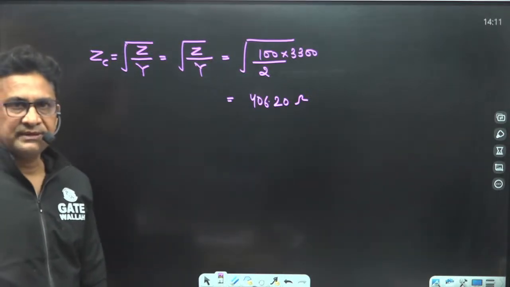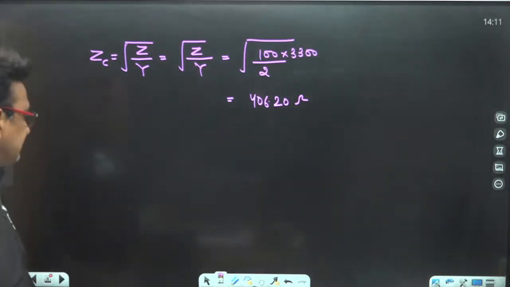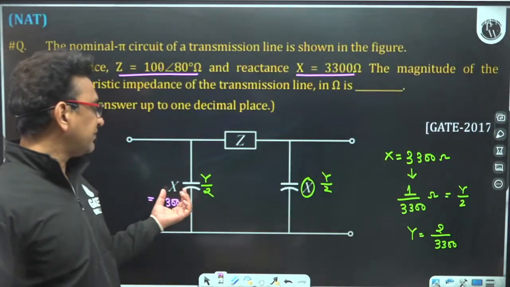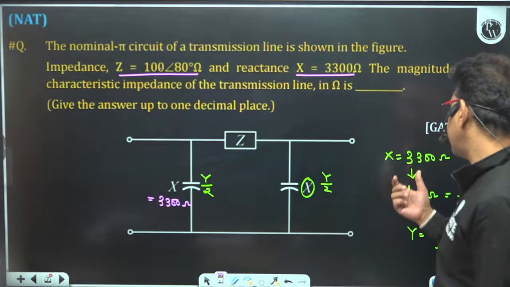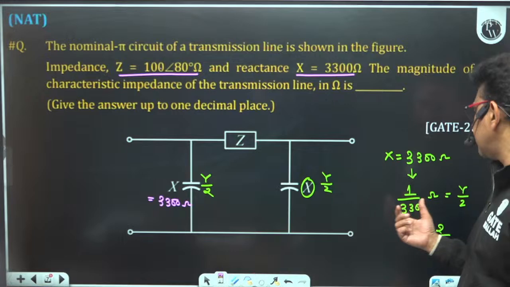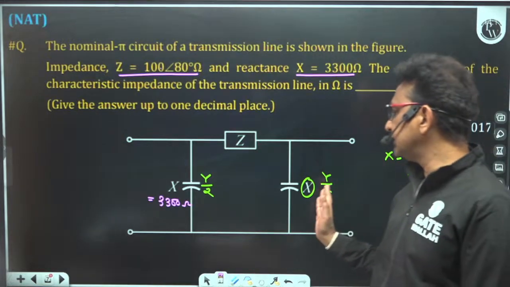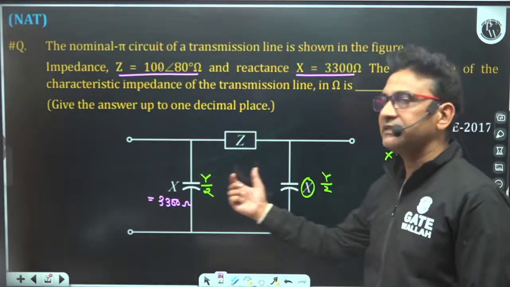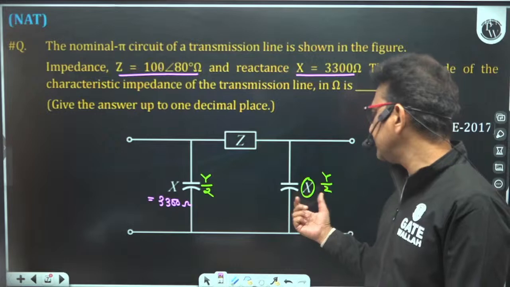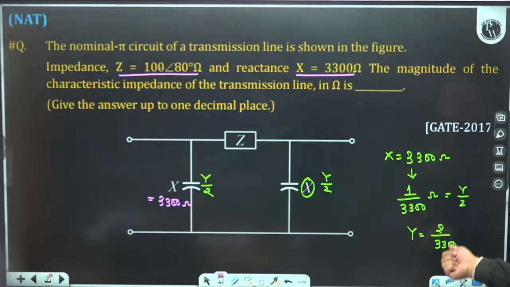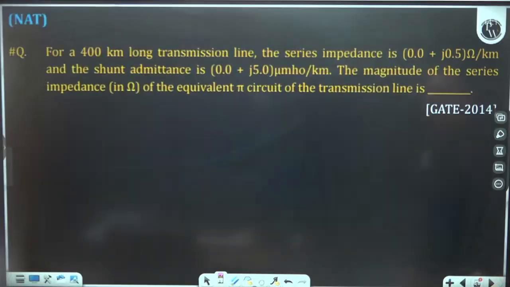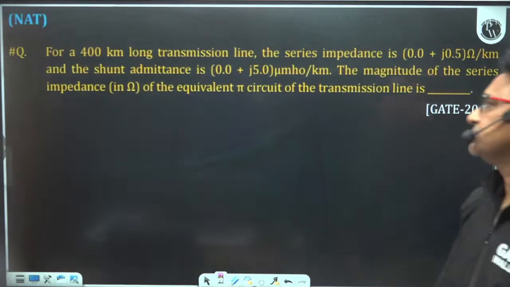Good afternoon, everybody. Are you getting my point? This is given in terms of reactance, so I will convert this reactance into admittance. Inverse of reactance is admittance, so its value is 1 upon 3300. Now we generally take the total admittance as equivalent to Y. So this is Y by 2 and this is Y by 2. So Y by 2 is equivalent to 1 upon 3300, so Y will be 2 upon 3300. Clear? Okay. Now come to the next question.